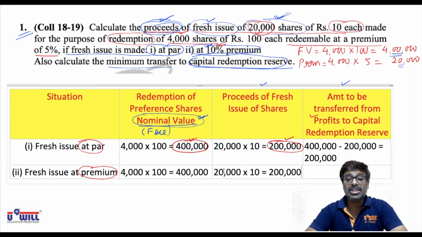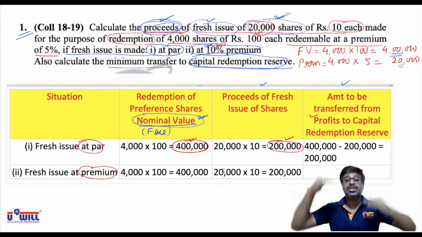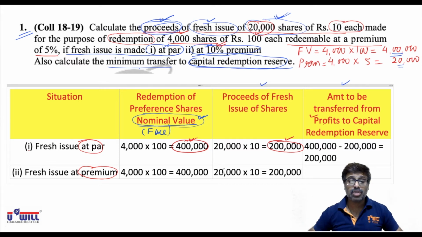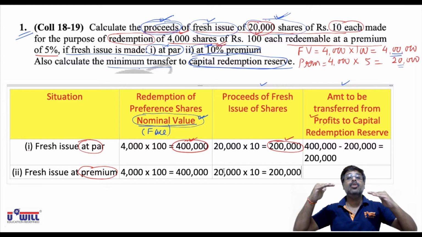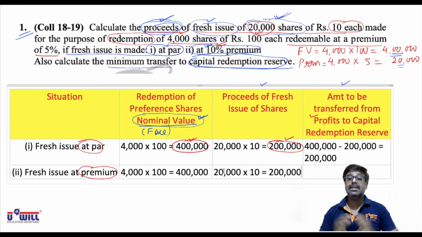If you issue the shares at premium, what is the journal entry? Bank to share application, to share capital, to security premium. Is your share capital increasing by 2 lakh or 2 lakh 20,000? Our purpose is share capital should remain intact. So even if you issue the equity shares at premium, share capital will increase by 2 lakhs only. 20,000 will go to a separate account, security premium account. So keep this in mind.